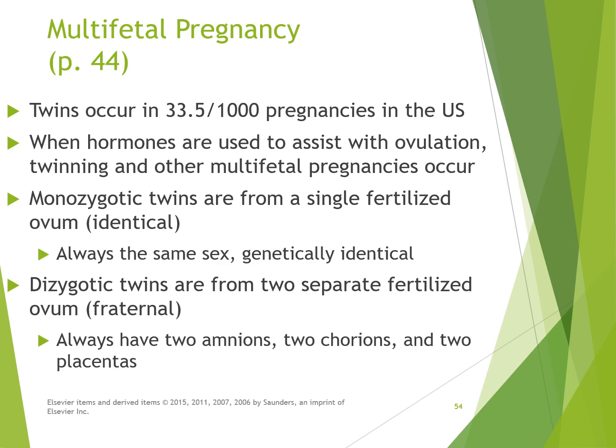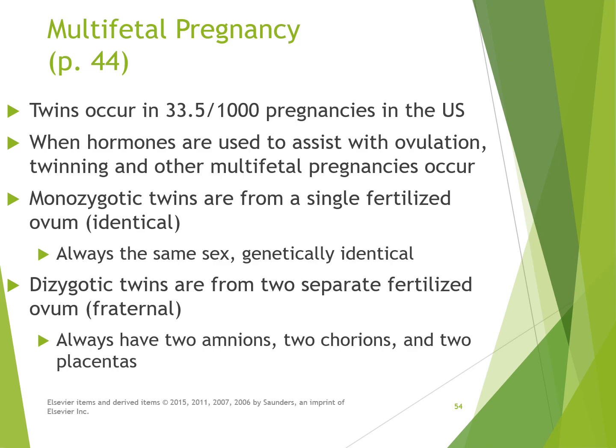Twins occur in 33.5 out of 1,000 pregnancies in the U.S. When hormones are used to assist with ovulation, you guys have heard of a lot of these medications that women are given, Clomid, things like that, to help with fertility, twinning and other multifetal pregnancies occur.